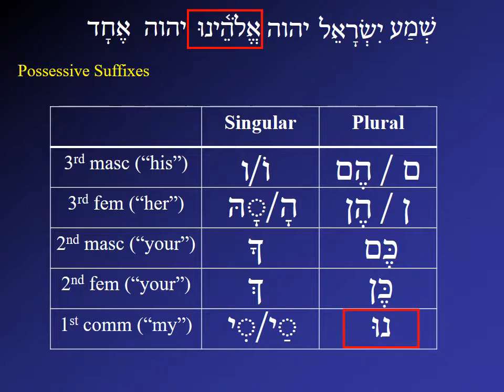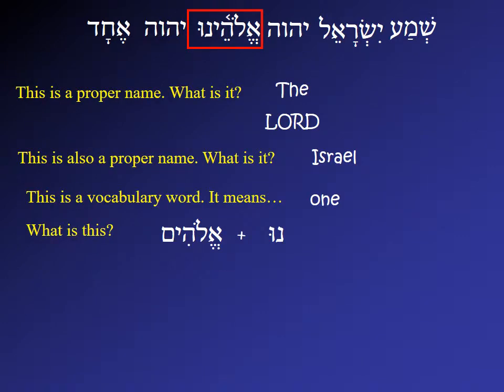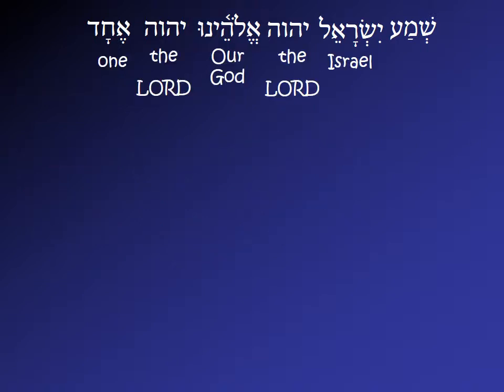Now what we have here is nu. So Eloheinu is Elohim plus nu, which is the first common plural possessive suffix, our God. Eloheinu. So when we put all of our words in place, this is what we have. In fact, we already know everything but our verb, which is here, shema. Now this verb form is something that we haven't seen before, so before we can parse it, we need to discuss Qal imperatives.